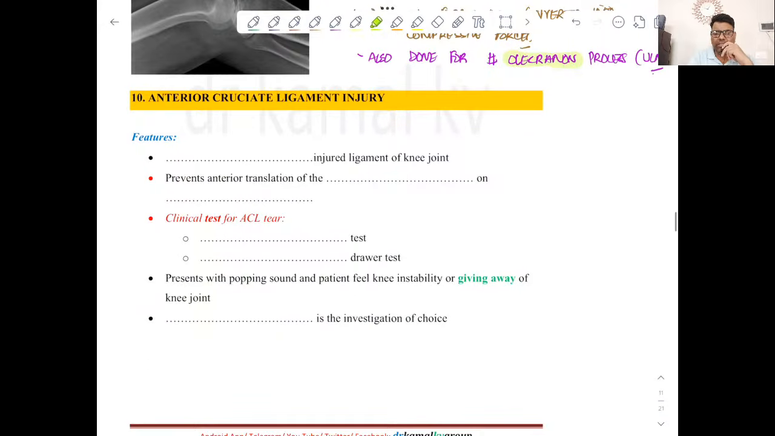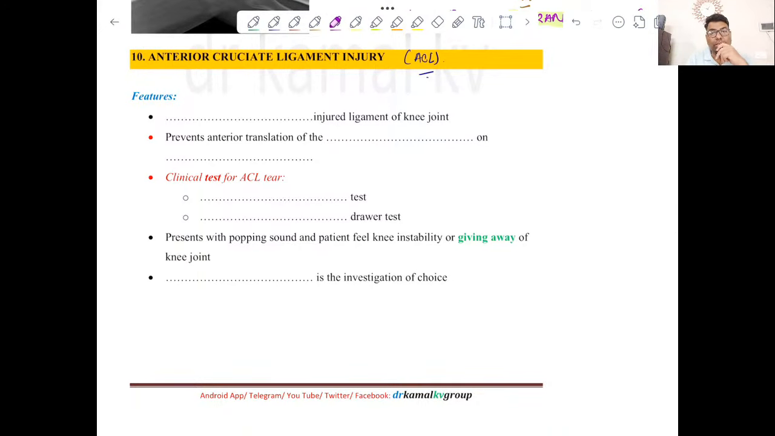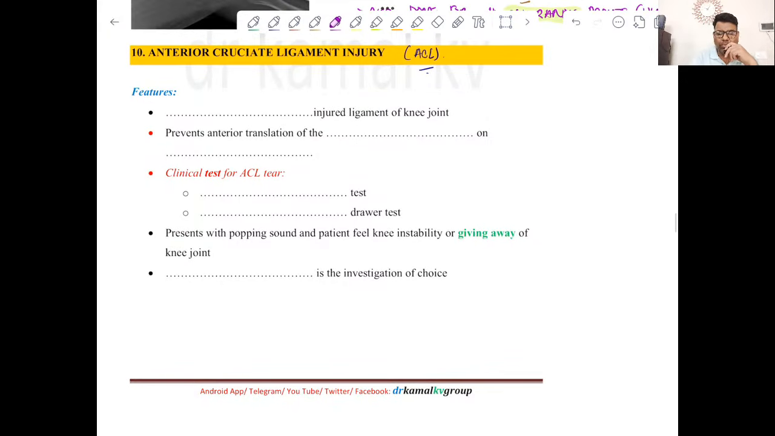Then coming to ACL tear. I think most of you must have heard of Rishabh Pant having this ACL tear, and such beautiful is the result of reconstruction followed by, of course, rehabilitation, that he is playing the game again. So it is the most commonly injured ligament of the knee joint as compared to the posterior cruciate ligament or the collateral ligaments.